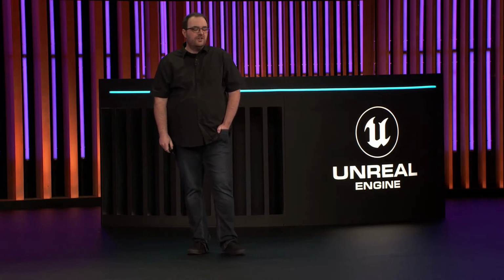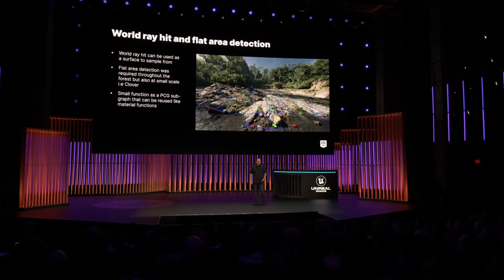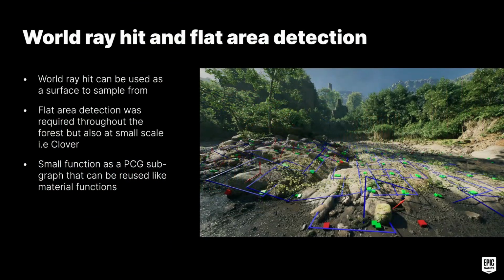But we can also use world raycast on a surface as a surface to sample on. In the case of the clover patches here, we're actually raycasting on the output of the graph itself. Placing such assets using raycasts can return invalid positions, causing orientation and floating issues.